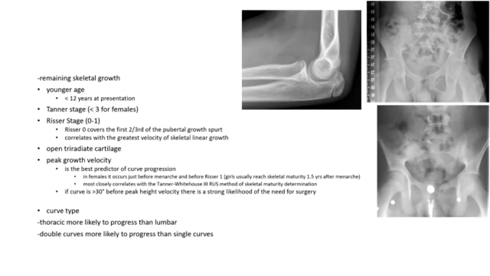And if the curve is more than 30 degrees before peak height velocity around the age of menarche, it's more likely to need surgery. Also, the curve type, the thoracic is more likely to progress than lumbar, and the double curves are more likely to progress than single curves. And we are going to know what these curves are about in a few seconds.